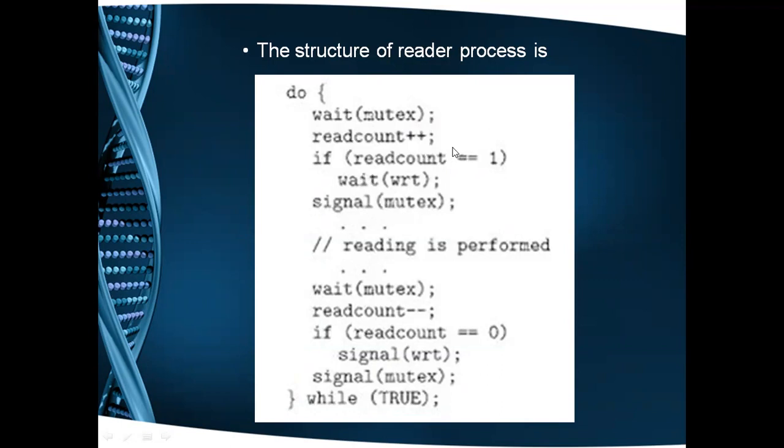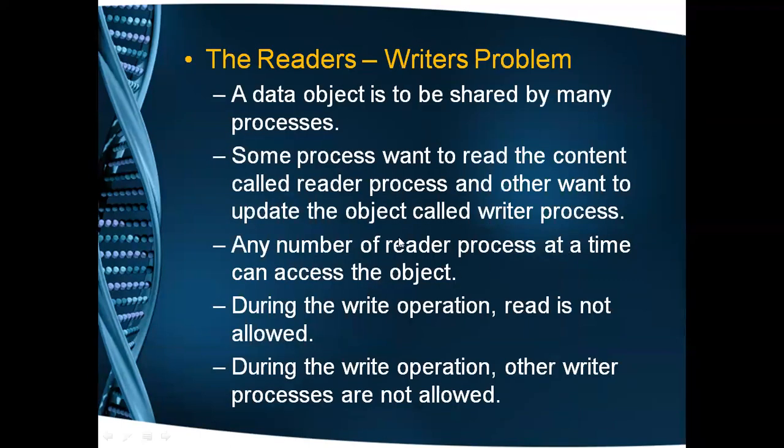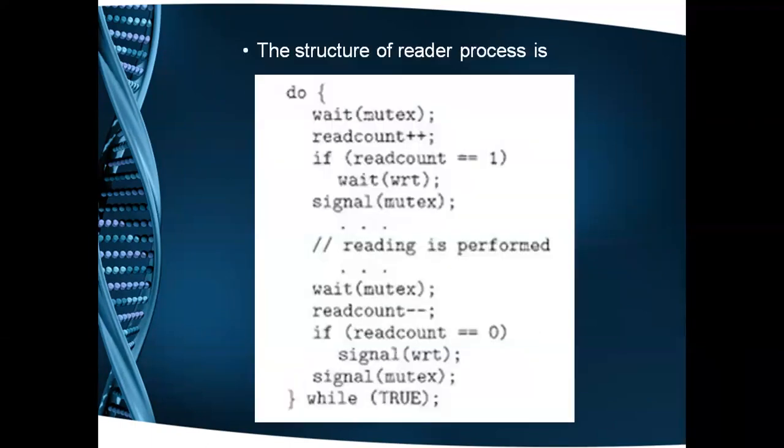Read count is 2. Now this is not executed because read count is 2, so it is skipped. Then signal of mutex. Again mutex becomes 1, and again some other reader process can join. Like that, any number of reader processes can be allowed at the same time. That ensures the first condition: multiple reads can be performed. So here reading is performed.